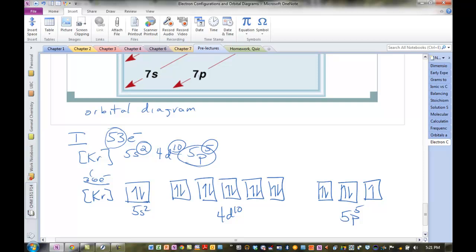It will really help you whether you're doing these in the homework, whether you're doing these on a quiz. It's really helpful to be able to just look at a periodic table and write them out.